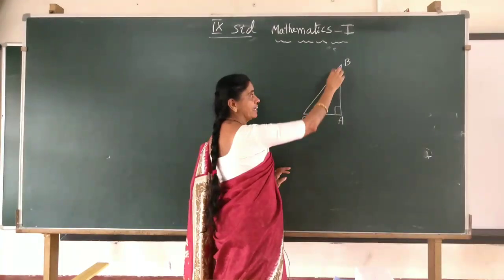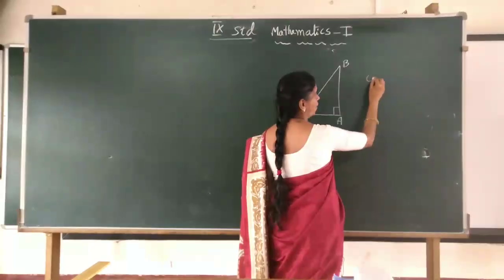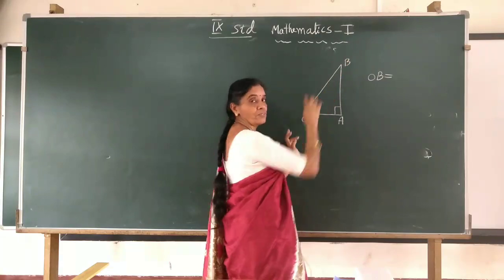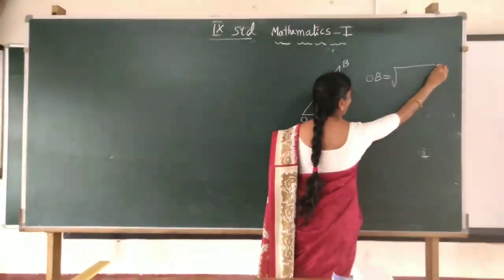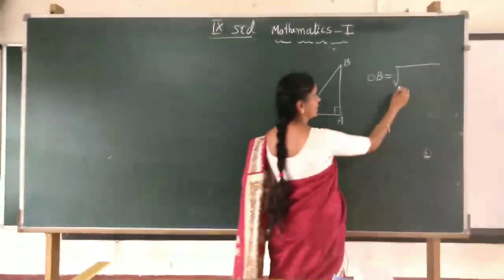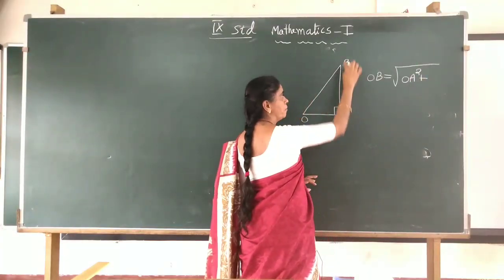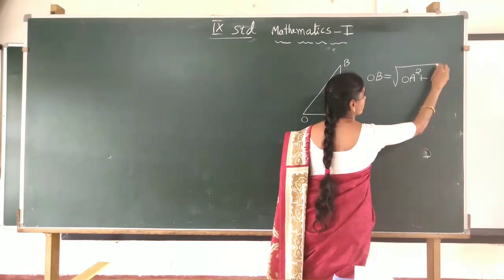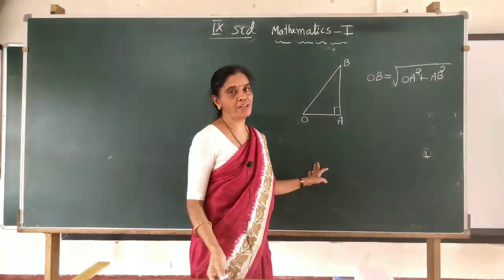We can find the length of the hypotenuse by using the formula: OB is equal to the square root of the remaining two sides which make the right angle, that is OA square plus AB square. You should add it and you have to find the square root.